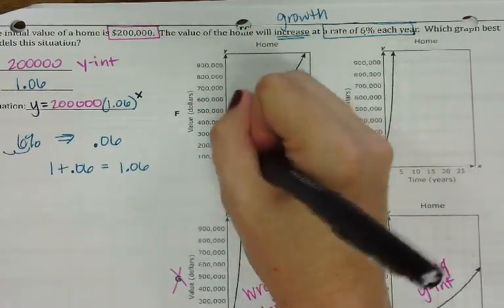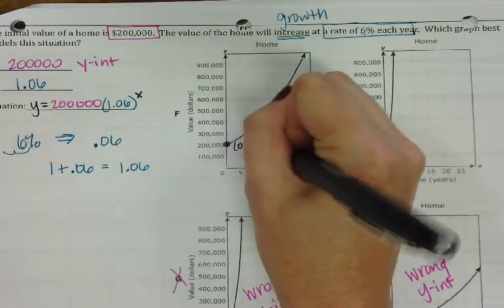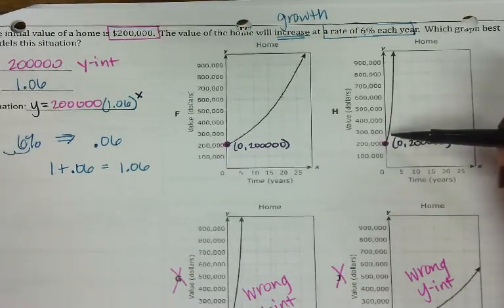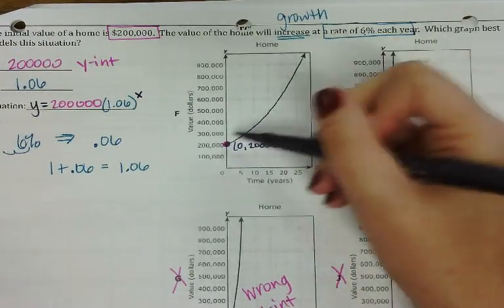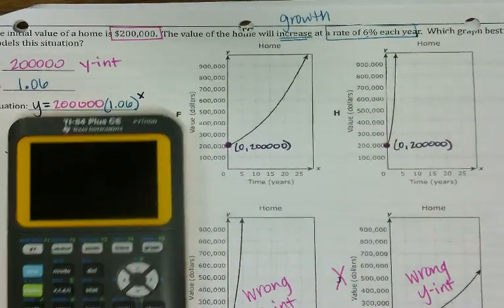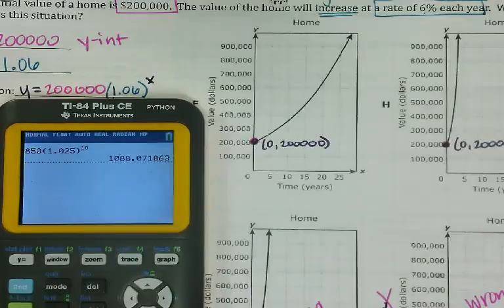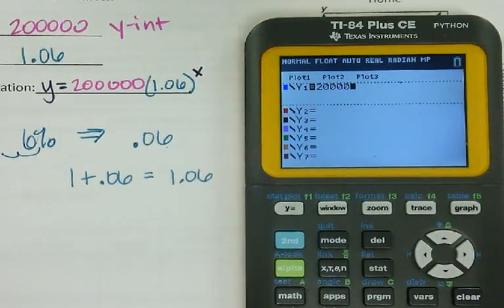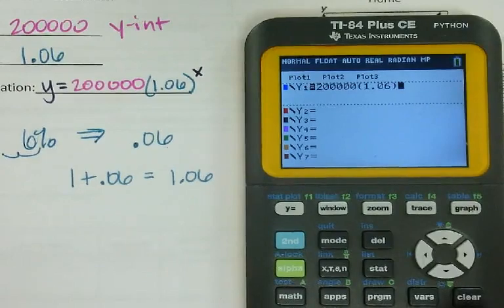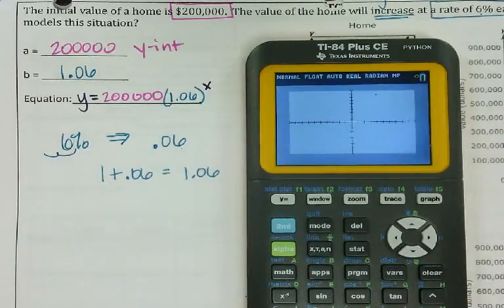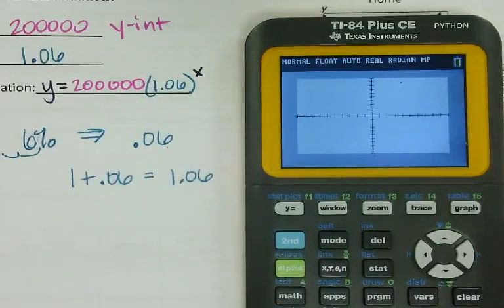Yeah, I would use the calculator. Guys, we know that this point is (0, 200,000). Are there any other clean, good-looking points here? Not really. So what I would do, personally, is plug in y equals 200,000 times 1.06 raised to the x power. Now guys, will I see that on this little graph on the calculator right here? No, because 200,000 is our y-intercept. It's way, way up there.